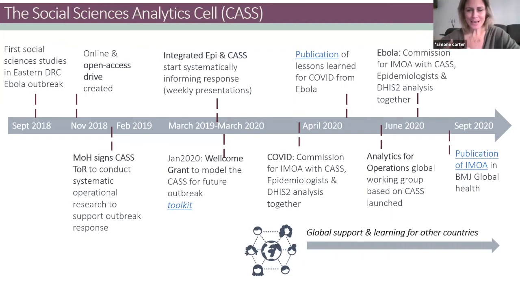And then COVID happened and the 11th Ebola outbreak happened. Amazingly, through the Minister of Health, these integrated units were set up from day one. So there's no longer a debate, they're just there. They involve epidemiologists, those analyzing DHIS2, so health services use data, and social sciences data together. We have a global analytics for operations working group, which is based on that kind of platform, which looks at how we use integrated social sciences evidence in outbreaks. We have different links on the presentation, all available to different publications.